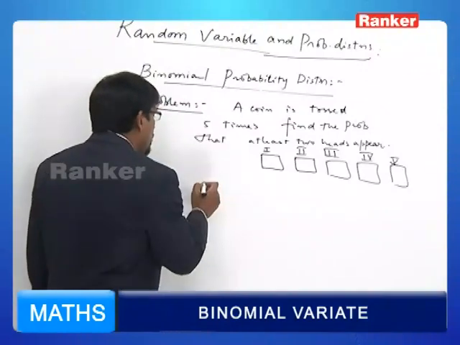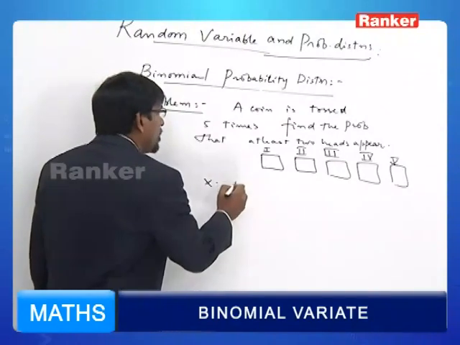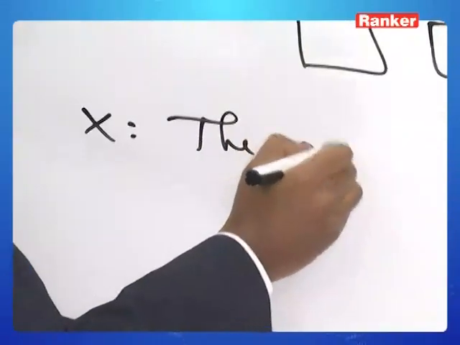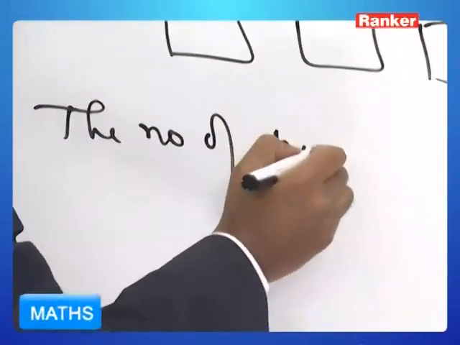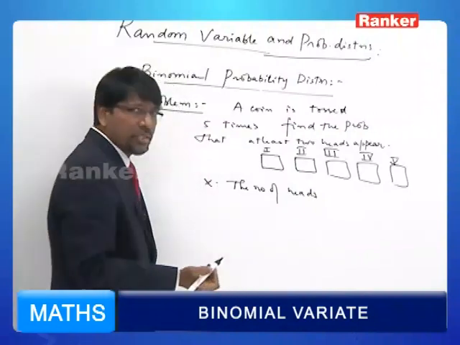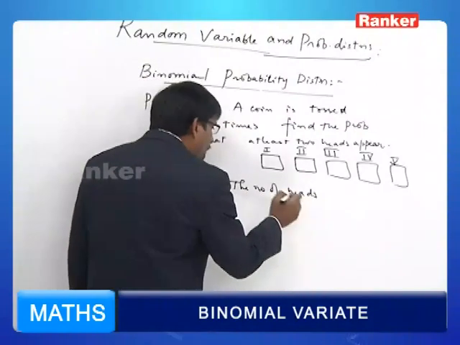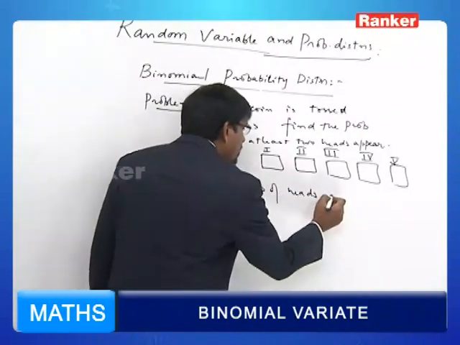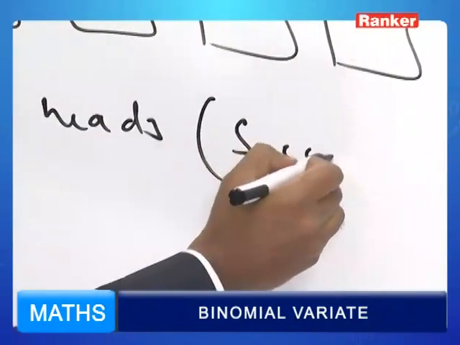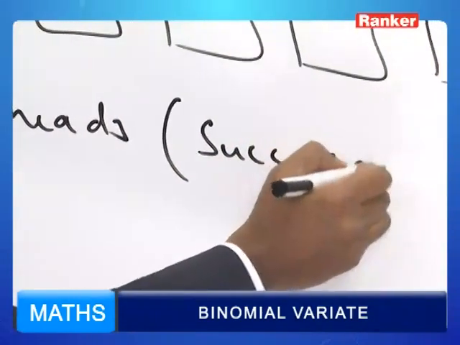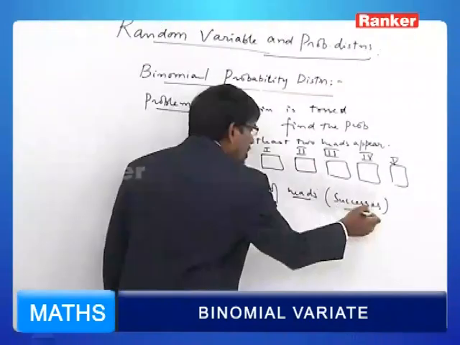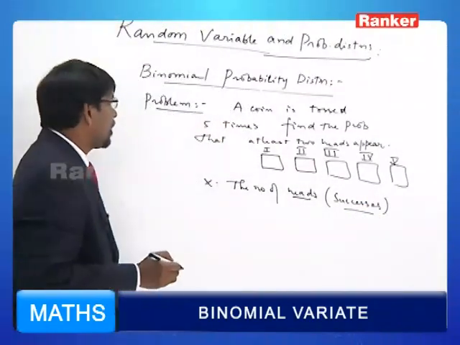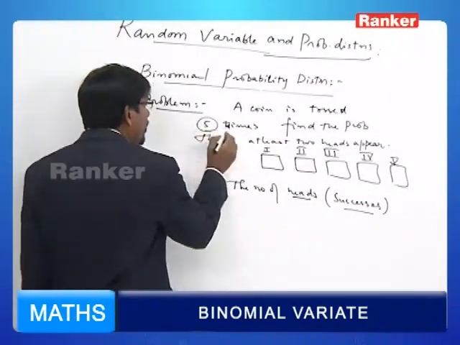Now let X denote the number of heads. X is a random variable which counts the number of heads. Getting a head we'll treat as a success, so the number of heads is the number of successes. How many trials are made? 5 trials. So n is 5.